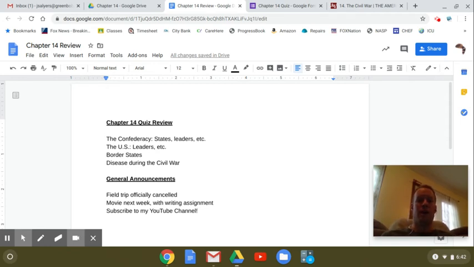The same with the United States: the leaders, their goal. Our goal changed halfway through the war. It talked about that in the reading. First half of the war, we're fighting for unity, to bring the South back into the fold, to be one country. The second half of the war, we're fighting for emancipation, to free the slaves. Make sure that you understand that, as well as the leaders and other important information about the U.S., and our military situation, the draft, and things of that nature.